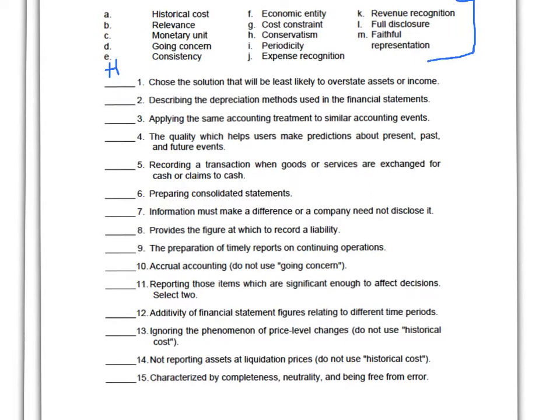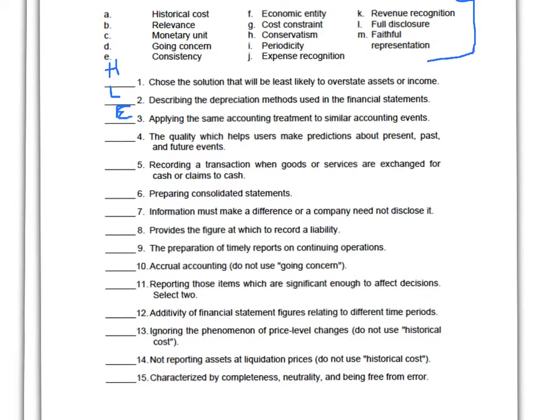Number 2 says describing the depreciation methods used in the financial statements. Here we're talking about full disclosure. How did we estimate depreciation expense? That's going to be this full disclosure over in L. Number 3 says applying the same treatment to similar accounting events. All right, so now we're talking about a degree of consistency. And that's going to be E. We're consistently applying accounting principles.